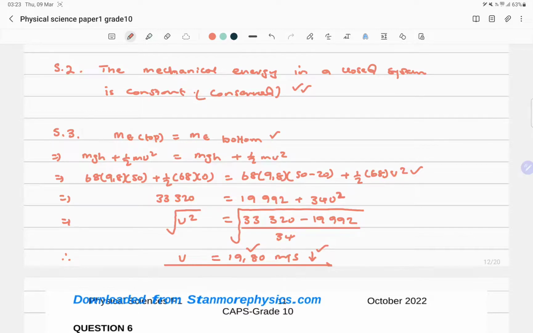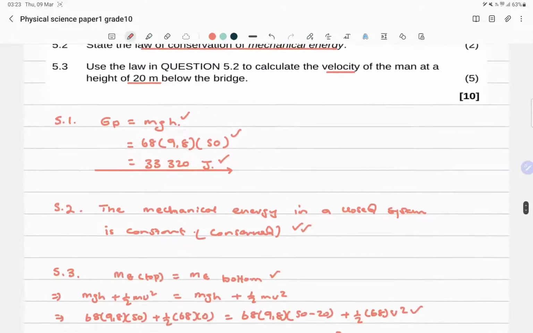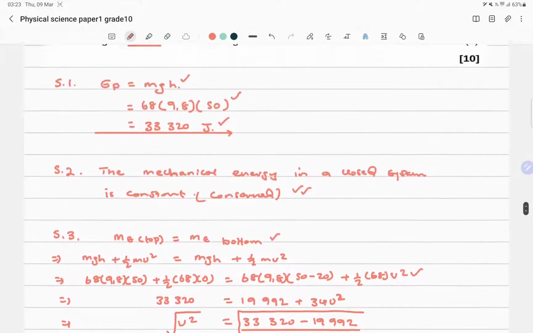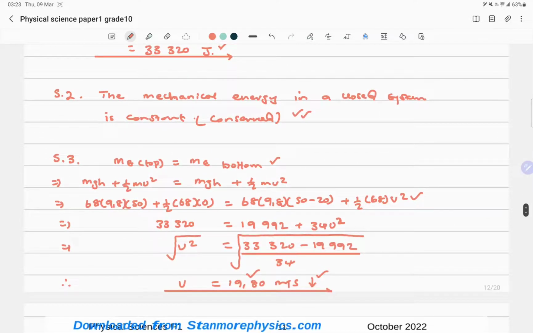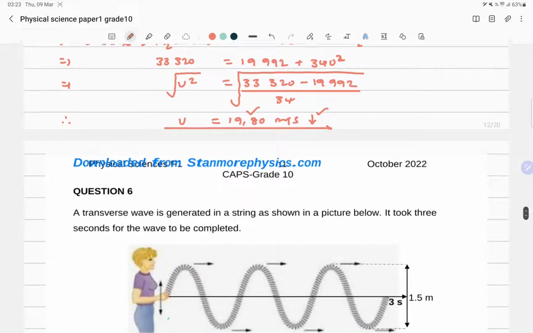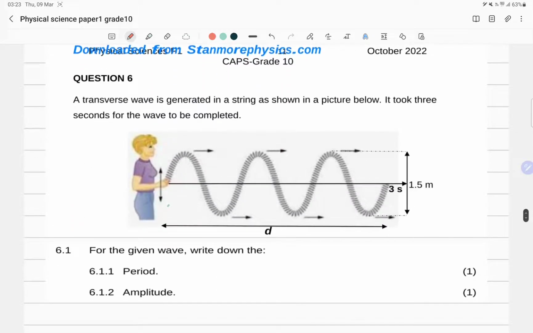You cannot ignore it. Okay. Easy. Hey, 5 marks here. Where is the other one? For calculating this height. Yes. Okay. Now, question 6. A transverse wave.